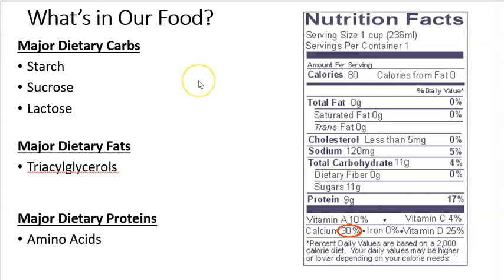We're going to start looking at mostly what we can consume and take in to generate energy for our bodies. These are going to be carbohydrates, made up of starches and different types of sugars such as sucrose and lactose, and different types of fats including triacylglycerols, and also dietary proteins, which will break down into amino acids.